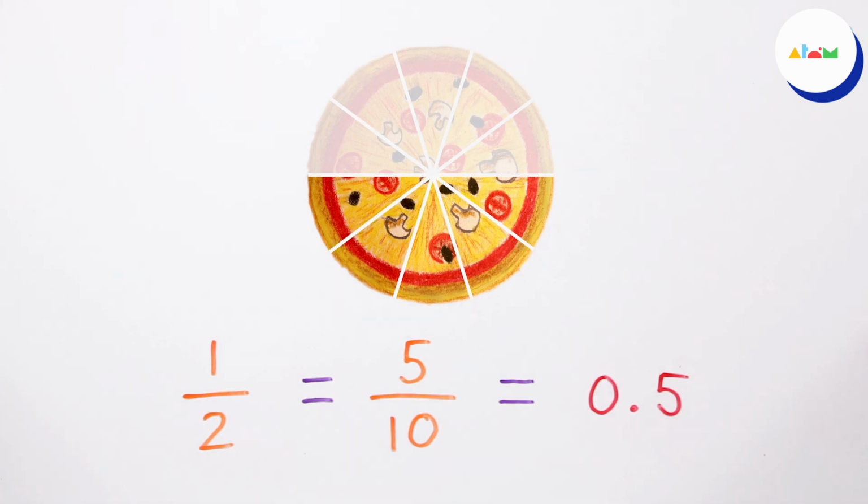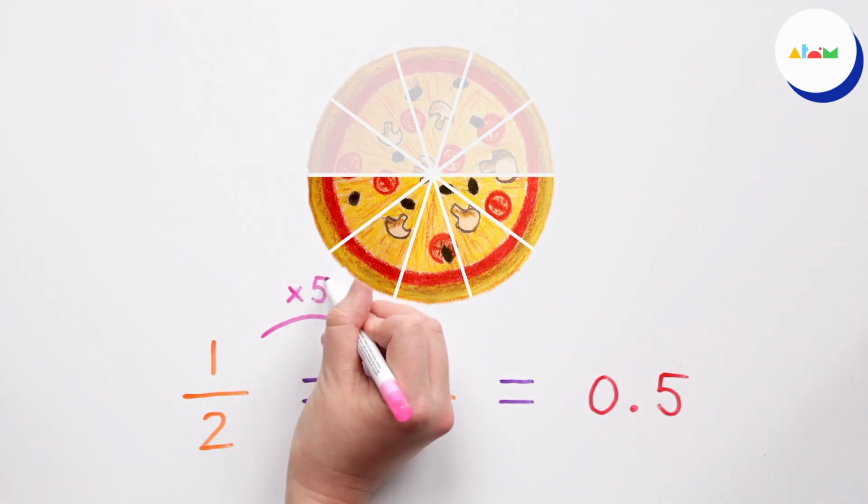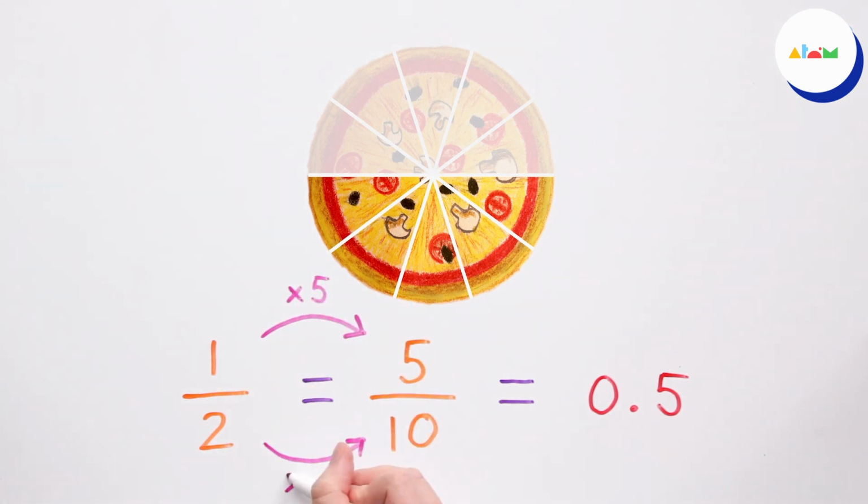Notice that what we have done is turn the fraction 1/2 into an equivalent fraction with a denominator of 10. We have done this by multiplying both the numerator and the denominator of 1/2 by 5. This helped us recognise the equivalent decimal much more quickly than when the denominator was 2.